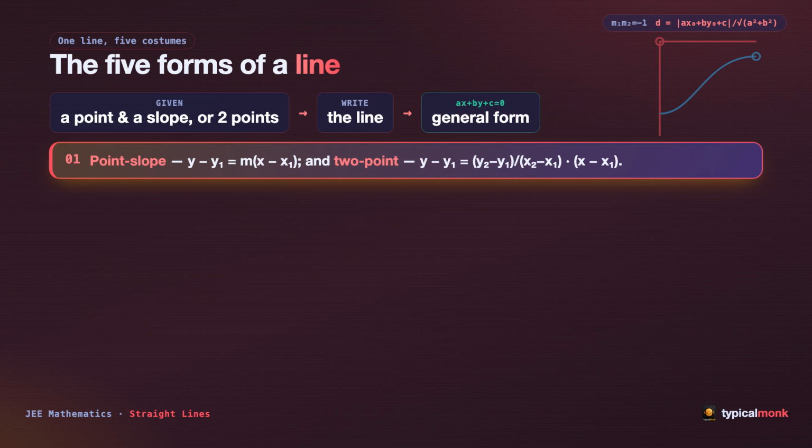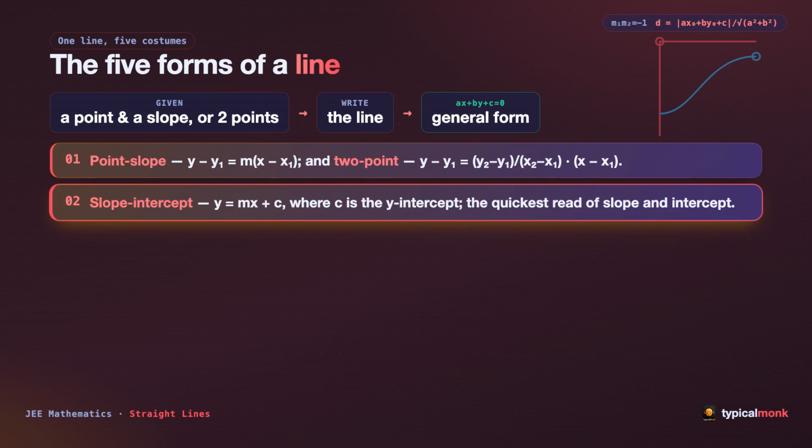Now the 5 forms of a line. One line, 5 costumes. Choose by what you are given. Point slope: y minus y1 equals m times x minus x1, when you have a point and a slope. And 2 point, the same with the slope written as y2 minus y1 over x2 minus x1, when you have 2 points. Slope intercept: y equals mx plus c, where c is the y-intercept. This is the quickest read. The slope and the intercept sit right there in the equation.